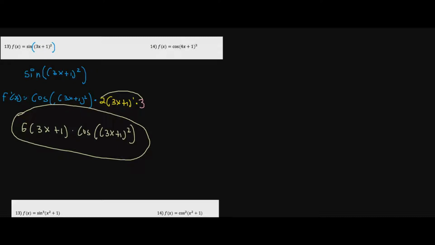So let's take a look at number 14 here. Notice where the 3 is at. The 3 is not in front of the cosine, so you know it's not the entire thing to the third power. It's just an extra set of parentheses there. So we get 4x plus 1 to the third power. And now we start with the outside. What's the derivative of cosine? My friends, it's going to be negative sine. Leave everything on the inside alone, 4x plus 1 to the third power. Now we can work inside.